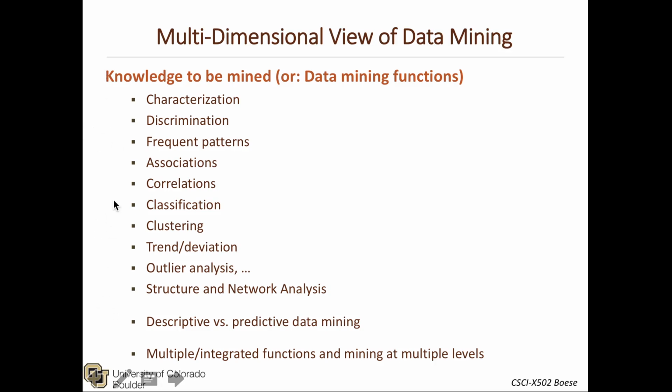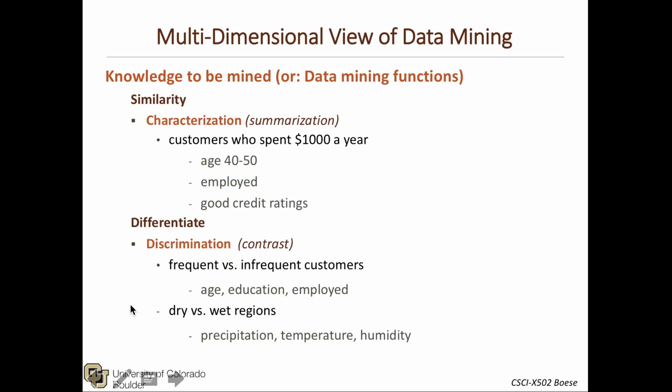For knowledge to be mined, we can look at all these different things. We're going to go into more detail, starting with characterization, and we're going to be covering a bunch of these now, and then we'll talk about each one of these in depth in separate chapters. So the first one for knowledge to be mined is similarity and dissimilarity. Similarity is where we're trying to do a characterization. So we're looking for similarity.